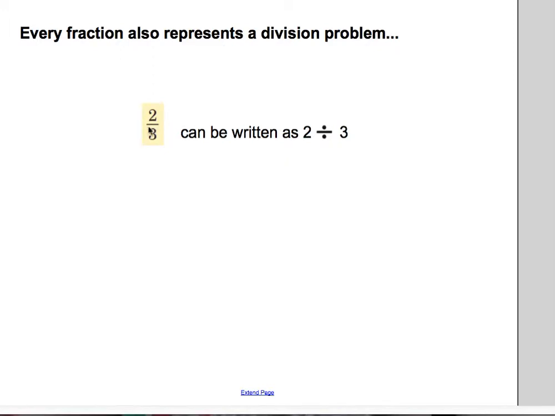So just remember that fraction bar is kind of like a division symbol. 2 divided by 3 is another way we can look at this fraction.